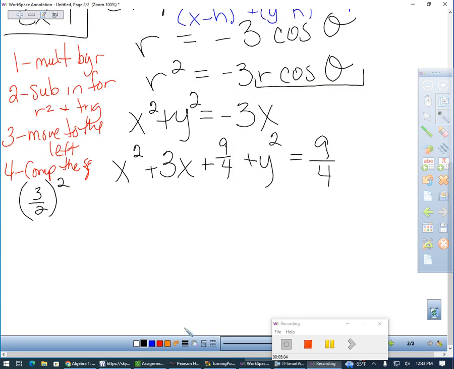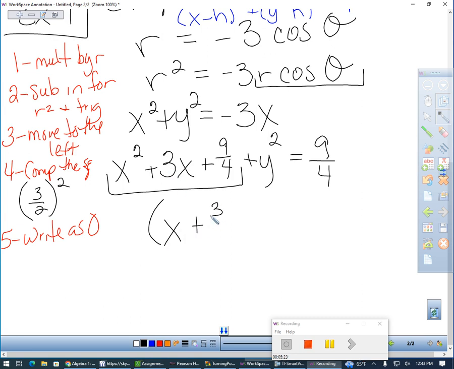So now the last thing you're going to do is write it as a circle equation. That means this first part, we're going to write in factored form, which is x plus half the middle number, quantity squared, plus y squared equals 9/4. So that tells me my center of this circle fell at (-3/2, 0), and that my radius is 3/2.